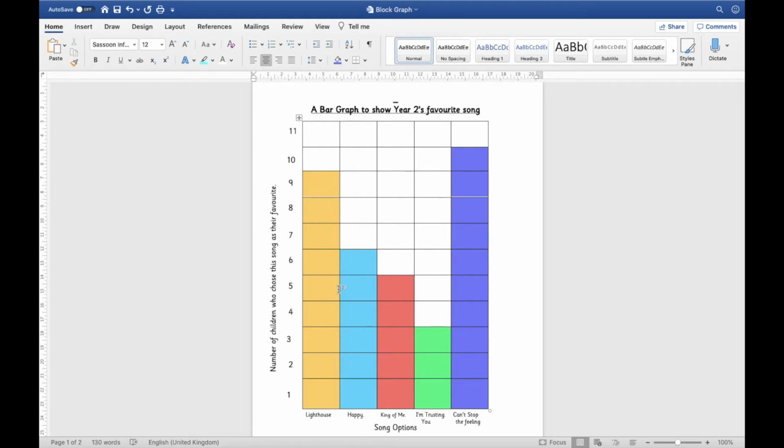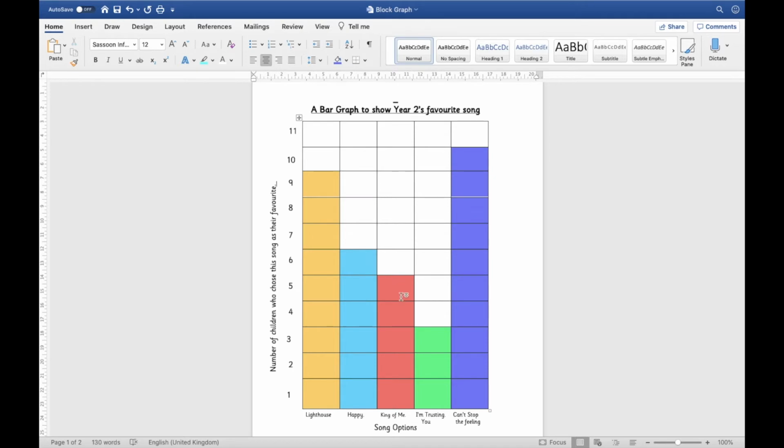Okay, we'll do the same for the next one for Happy. Again, you can count it. 1, 2, 3, 4, 5, 6. Again, as well, if you want to, you can just look at the side and you'll see that the top of where that goes up to also lines up with the number 6. So we know that 6 children in P2 chose Happy as their favourite.